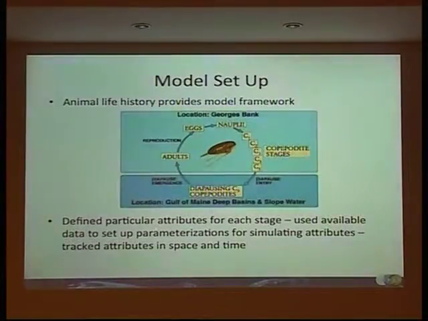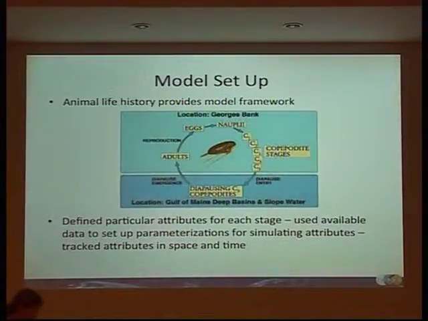All right, so this life history defined the structure of the model, and each of these stages has different attributes, different characteristics, different behaviors, biology, that kind of thing, and they use the available data to parameterize these different stages and the different attributes of the stages. And then when you do that, you end up having to track those attributes in space and time. All right, so they set up this, as I said, an individual-based model to look at this and go through these different stages.